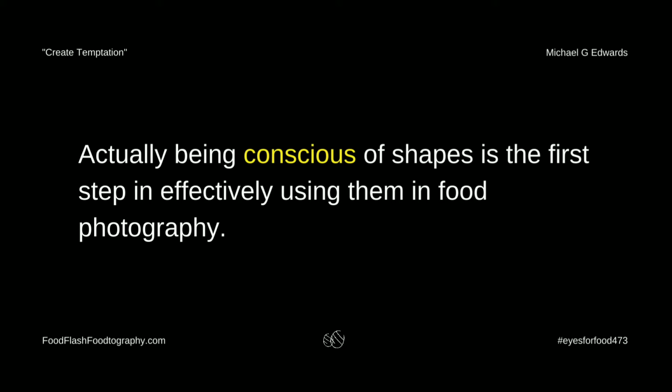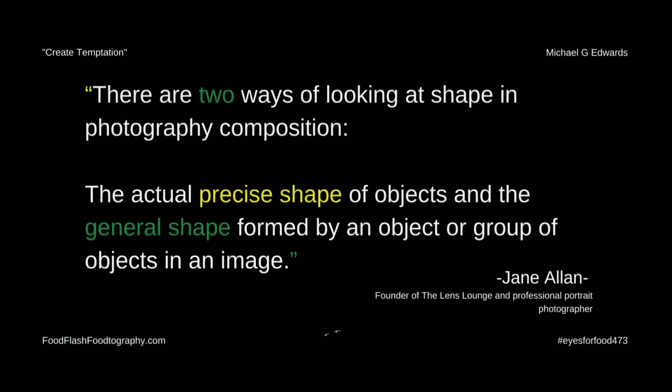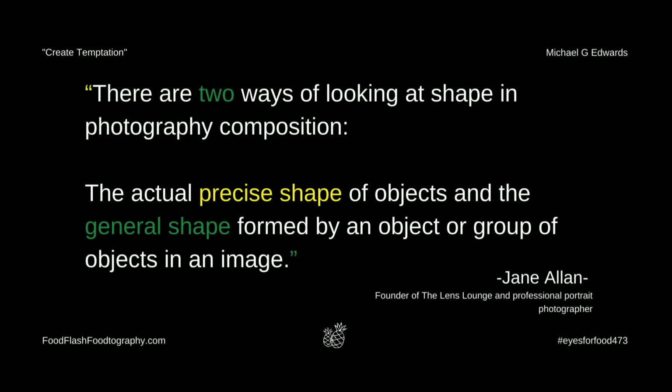As a photographer, your capability to take conscious control over the utility of something like a shape can most definitely affect the quality of the work that you produce. Jane Allen described it in a really nice way. There are 2 ways of looking at shape in photography composition: the actual precise shape of objects, and then there is the general shape formed by an object or group of objects in an image. So what does this mean?